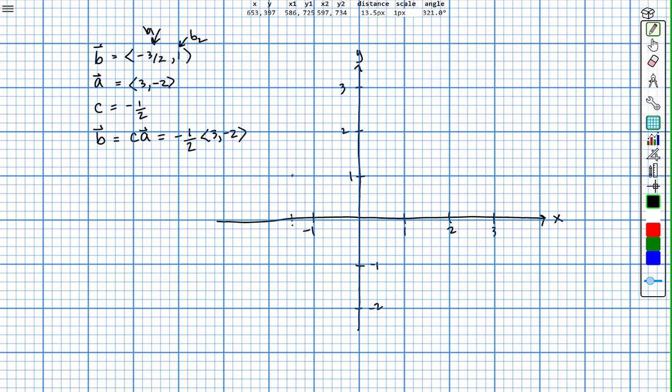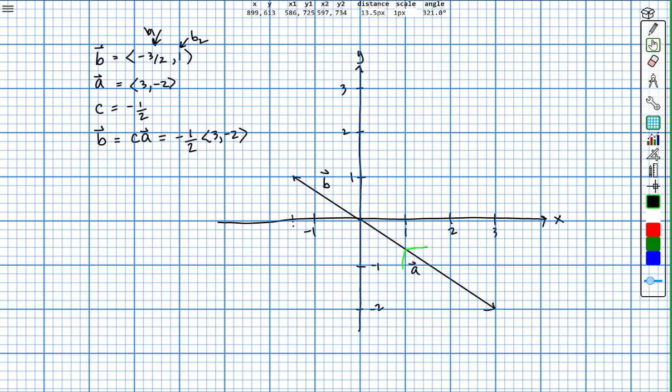So that puts vector B right around there. So I will label this as vector B. Now vector A has an x component of 3 units, come out 3 units, y component of minus 2, come down 2. And I will label this vector A.